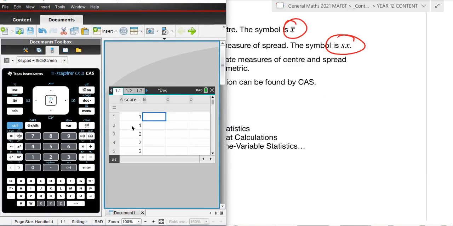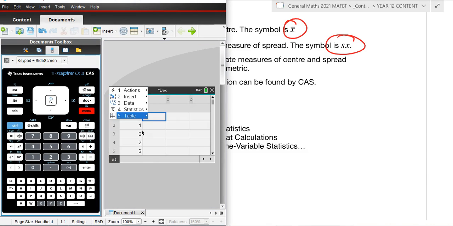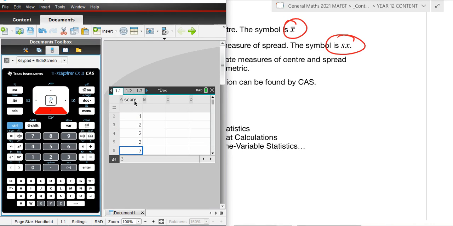Okay, so let's put that in. To get that here, we go menu. Oh, one more thing, sorry. Make sure your cursor is somewhere on the right here. Don't put your cursor here. I found that sometimes if you do, it overwrites your data. So just put your cursor somewhere on the right, maybe just there.